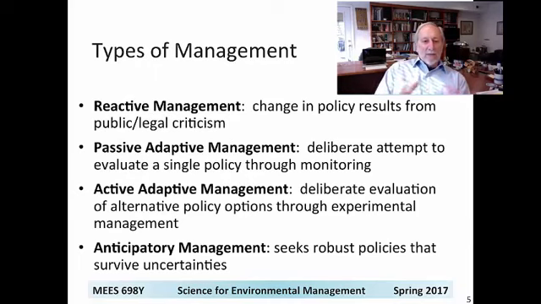So if we think about the types of management that we want to deal with here, one is that we manage now by reacting. So a change in policy results. There's public criticism, legal activity, and so we change the policy. We react to the conditions that prevail. Adaptive management is a more thoughtful way in which we could learn by doing to develop a more robust management. And the way we often do it when we begin to apply it, this is what we're doing in the Chesapeake Bay region, is that there's a deliberate attempt to evaluate a single policy.